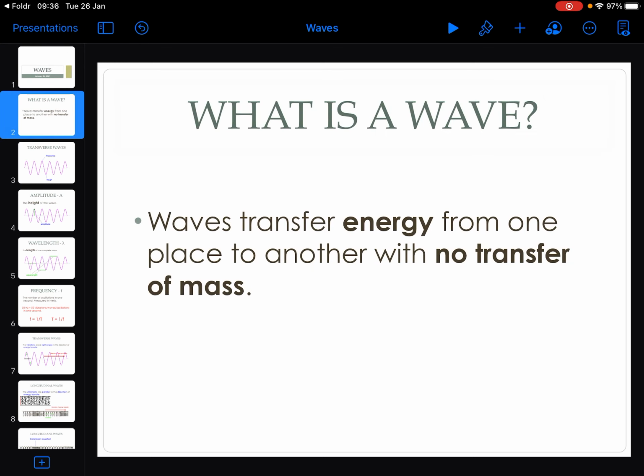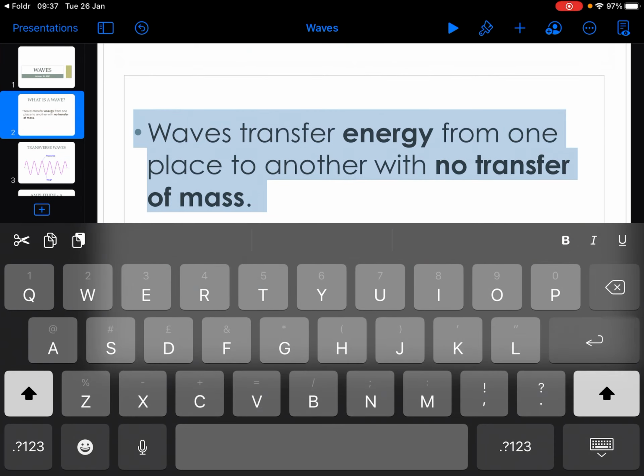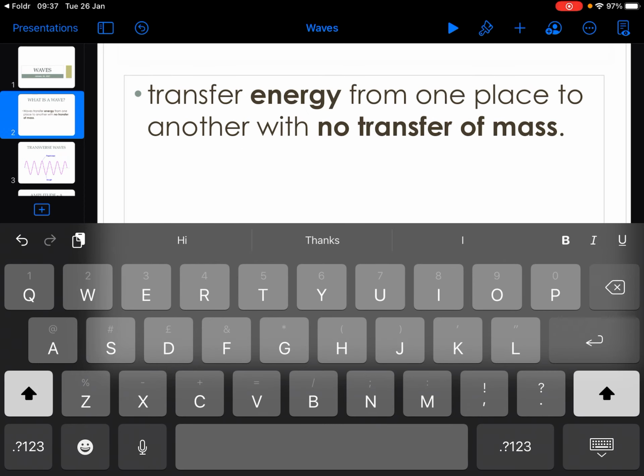So first bit is you need to know a definition. Waves transfer, in fact, hang on. Let me change this. Oh no. I feel like such an old person. How do I get this? Okay, I'm just going to delete it.